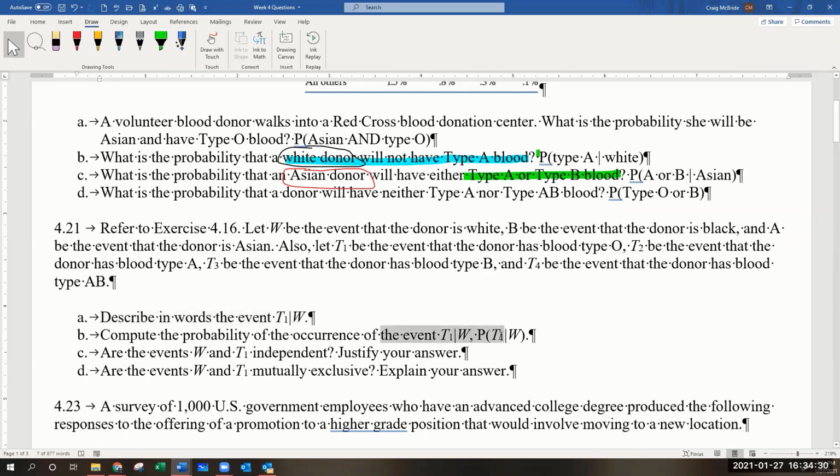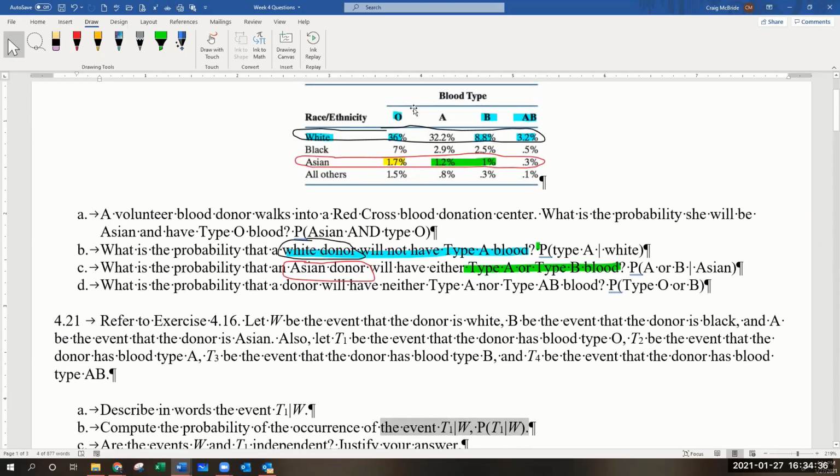And then to compute it, part B just wants us to compute it. Well, having type O given that they're white means given that they're white becomes our new grand total. So we're only looking at the white row. We're only looking at these 4 groups, all the white people. And out of those white people, how many have type O? That becomes our good. So 36 becomes our good, and all 4 of these becomes our total. So you just put 36 over whatever this total is and do the math, and that becomes the probability of part B.